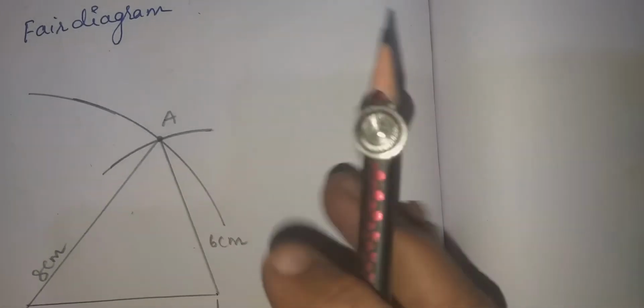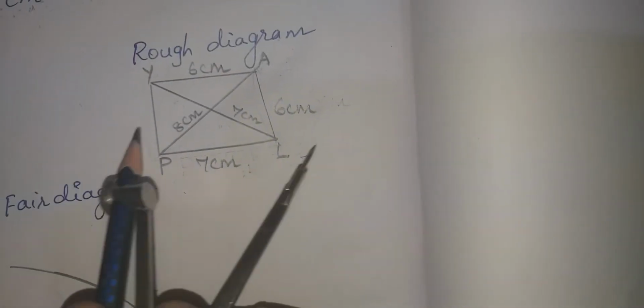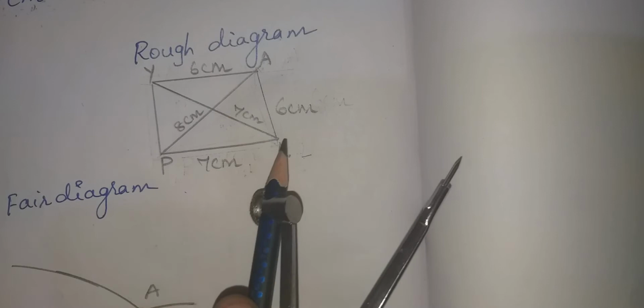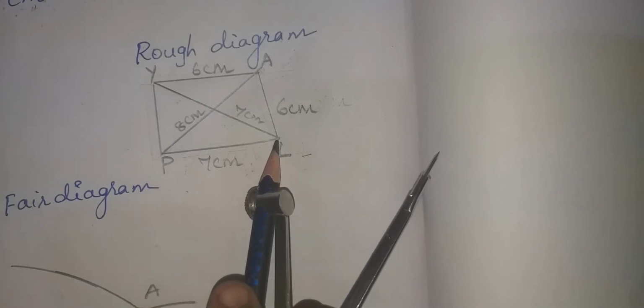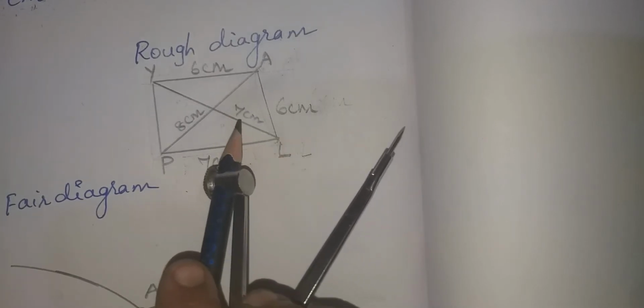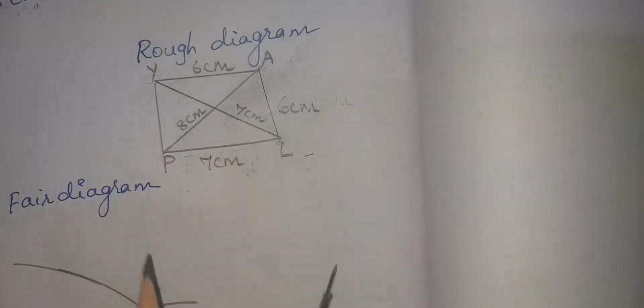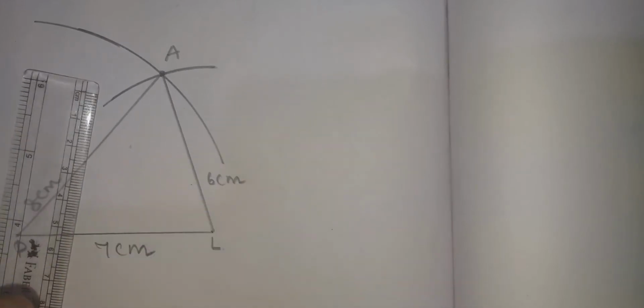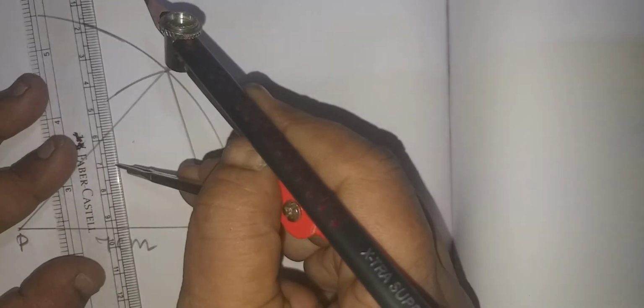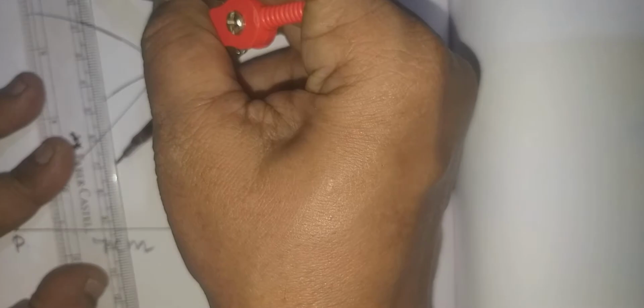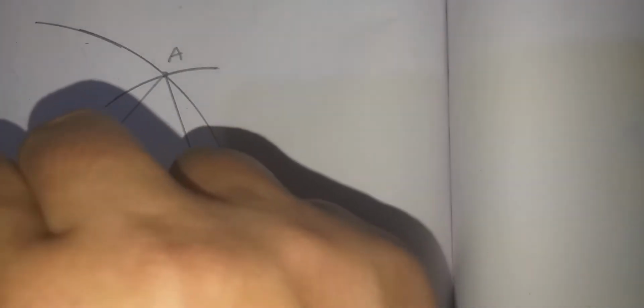Now you can see here another diagonal. So with L as center and radius 7 centimeters, we have to draw an arc. So let us measure 7 centimeter. 7 centimeter. Now with L as center, radius 7 centimeter, we have to draw an arc here.